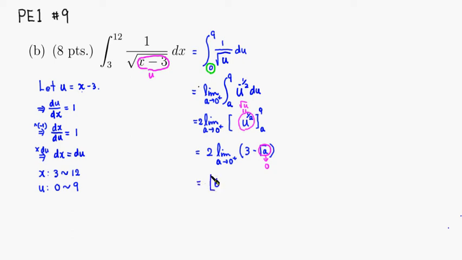So that's the value of the improper integral in part B. That's it. I hope that this was clear.